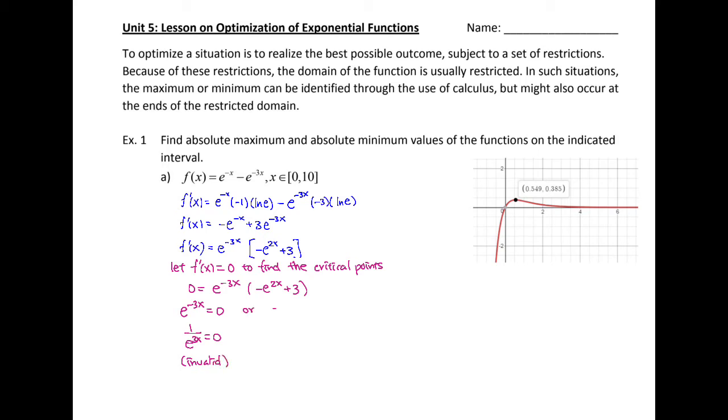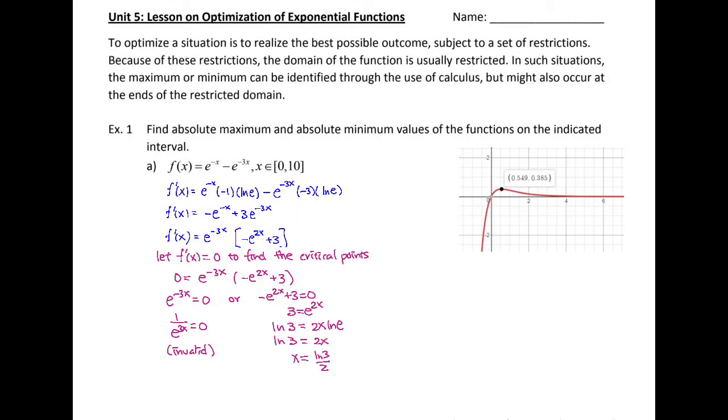Or negative e to the power 2x plus 3 equals 0. That means 3 equals e to the power 2x. Let's take ln on both sides. When you take ln on both sides, you can bring the exponent down, and we know ln e is 1. That means ln 3 equals 2x. That means x equals ln 3 over 2.